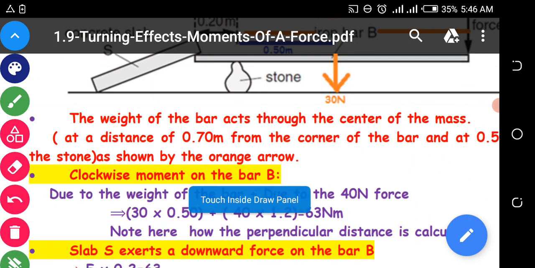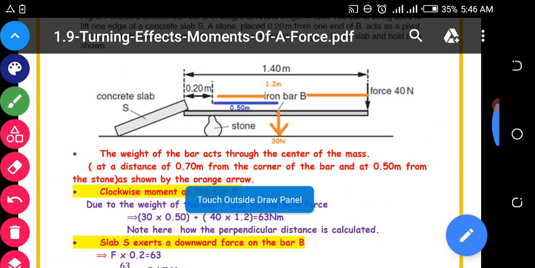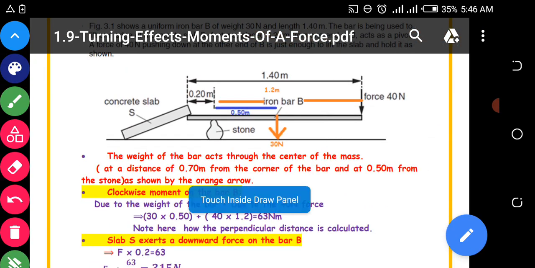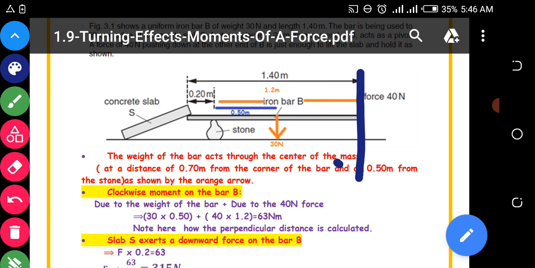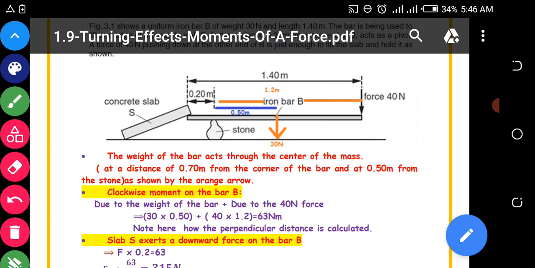So that's our 30 Newton multiplied by 0.5 meters. That's one of our clockwise moments. We have another clockwise moment, which is the moment due to the 40 Newton force. So the distance from the pivot to the 40 Newton force will be 1.4 minus 0.2, which will give us this 1.2 meters that we're able to see there.